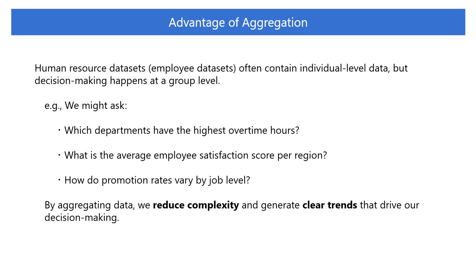Let's explore the advantage of aggregation using human resource analytics as an example. Human resource datasets, also called employee datasets, often contain individual-level data, which is useful, but decision-making happens at the group level. For example, we might ask, which departments have the highest overtime hours? What is the average employee satisfaction score per region? How do promotion rates vary by job level? By aggregating data, we reduce complexity and generate clear trends that drive our decision-making.